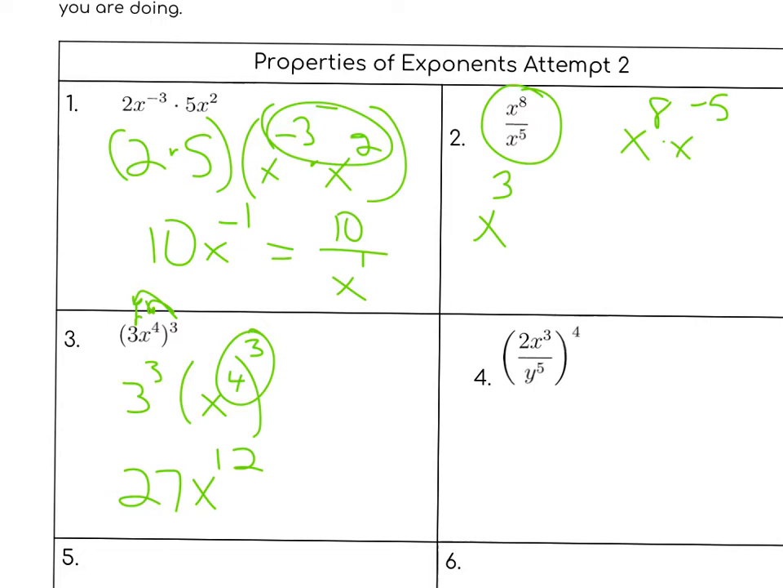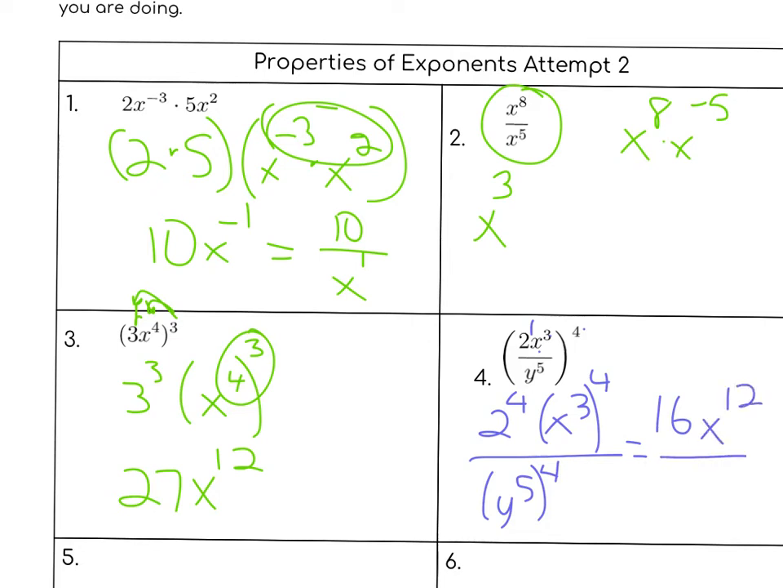Well, this one we got to do the same idea, write an exponent there. So that's going to be 2 to the 4th, x cubed to the 4th, and then y to the 5th to the 4th. So 2 to the 4th is 2 times 2, which is 4, times 2, which is 8, times 2, which is 16. X cubed to the 4th, so that's x to the 12th. And then y to the 5th to the 4th is y to the 20th.